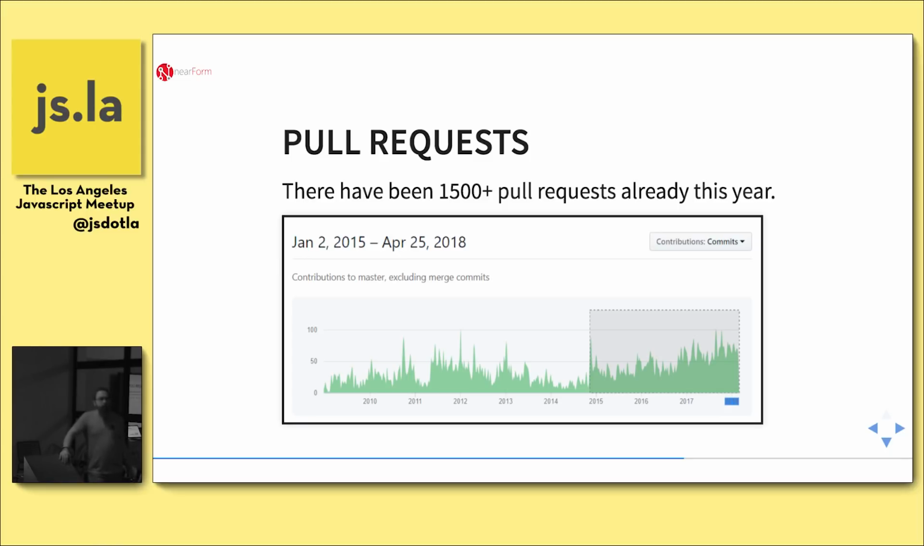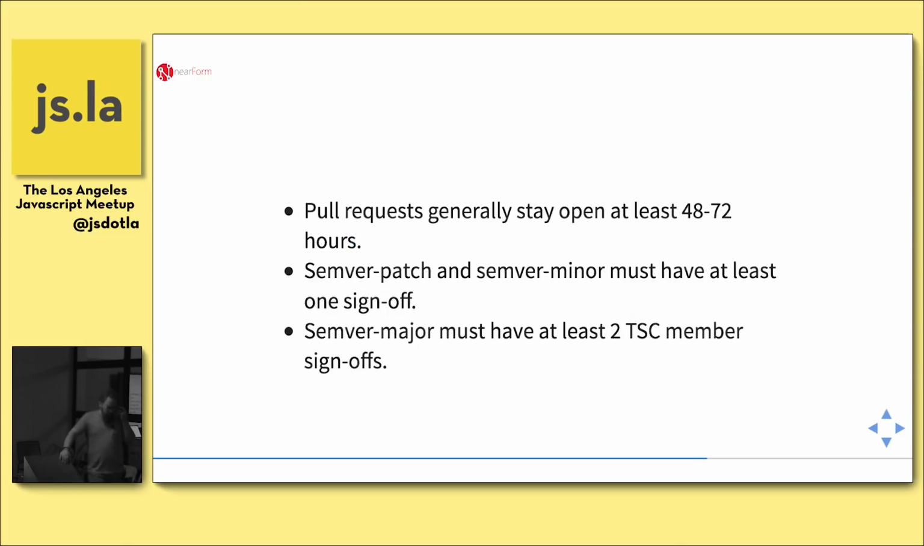Every single one of these pull requests has to be reviewed. They stay open for 48 to 72 hours on average. Some go longer. Some can go shorter if it's a smaller piece of work, like a simple doc change, that kind of thing. We can fast track it, but we have to all agree to fast track it. It's 48 hours during the week, 72 hours over the weekend.